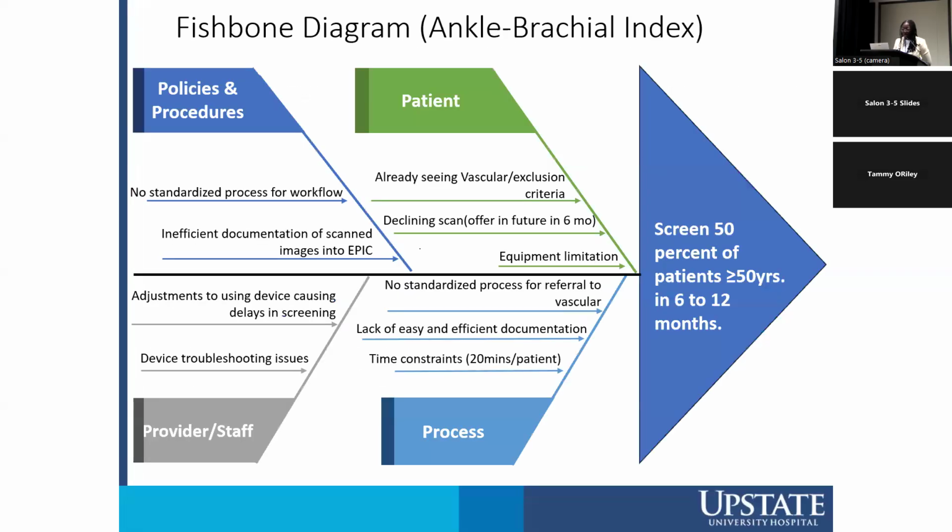So here's our fishbone diagram. For policies and procedures, we didn't have a standardized process for the workflow. There was also inefficient documentation of scanned images into our EPIC EMR. For patients, we had a lot of patients that fell under the exclusion criteria, so we were not able to screen as many patients as we wanted to. We also had the issue of equipment limitation, whereby we had limited vascular cuff sizes, and that also limited us in screening as many patients as we wanted to.